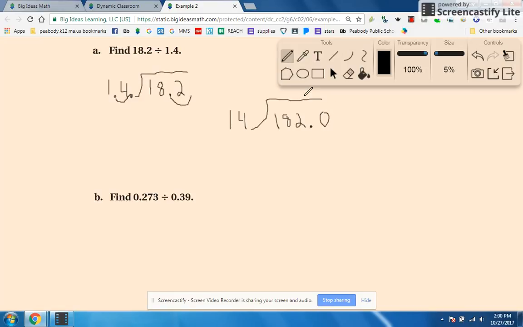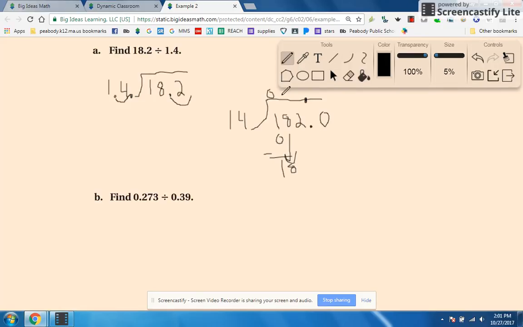Now we have exactly what we did the other day. We have a decimal divided by a whole number, so nothing really is different. You bring the decimal point straight up and do regular division. So 14 goes into 1 0 times. So I'll put the 0 as my placeholder. Subtract, I get 1. Bring down the next digit. 14 goes into 18 one time. So I get 14. I'll subtract, I get 4. Bring down the next digit, which is a 2.